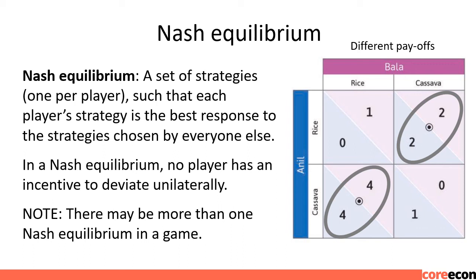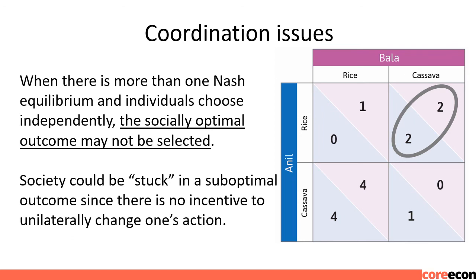If we change the rules of the game and allow some kind of social agreement, we can improve on the outcome of this game. Coordination issues: when there is more than one Nash equilibrium and individuals choose independently, the socially optimal outcome may not be selected, as we just saw. Society could be stuck in a suboptimal outcome since there is no incentive to unilaterally change one's action.